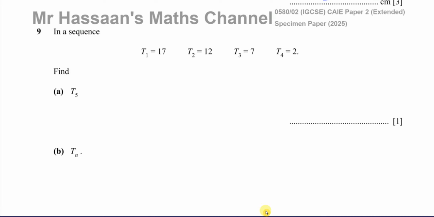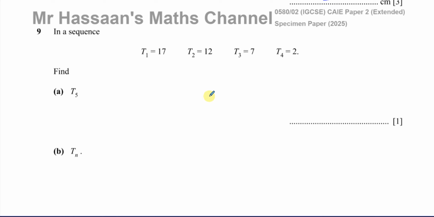I'm now going to be going through question number 9 from the specimen paper for the IGCSE Cambridge 0580. This is paper 2, the non-calculator paper, and this question is about sequences. And we're told here that T1 equals 17, T2 equals 12, T3 equals 7, T4 equals 2.